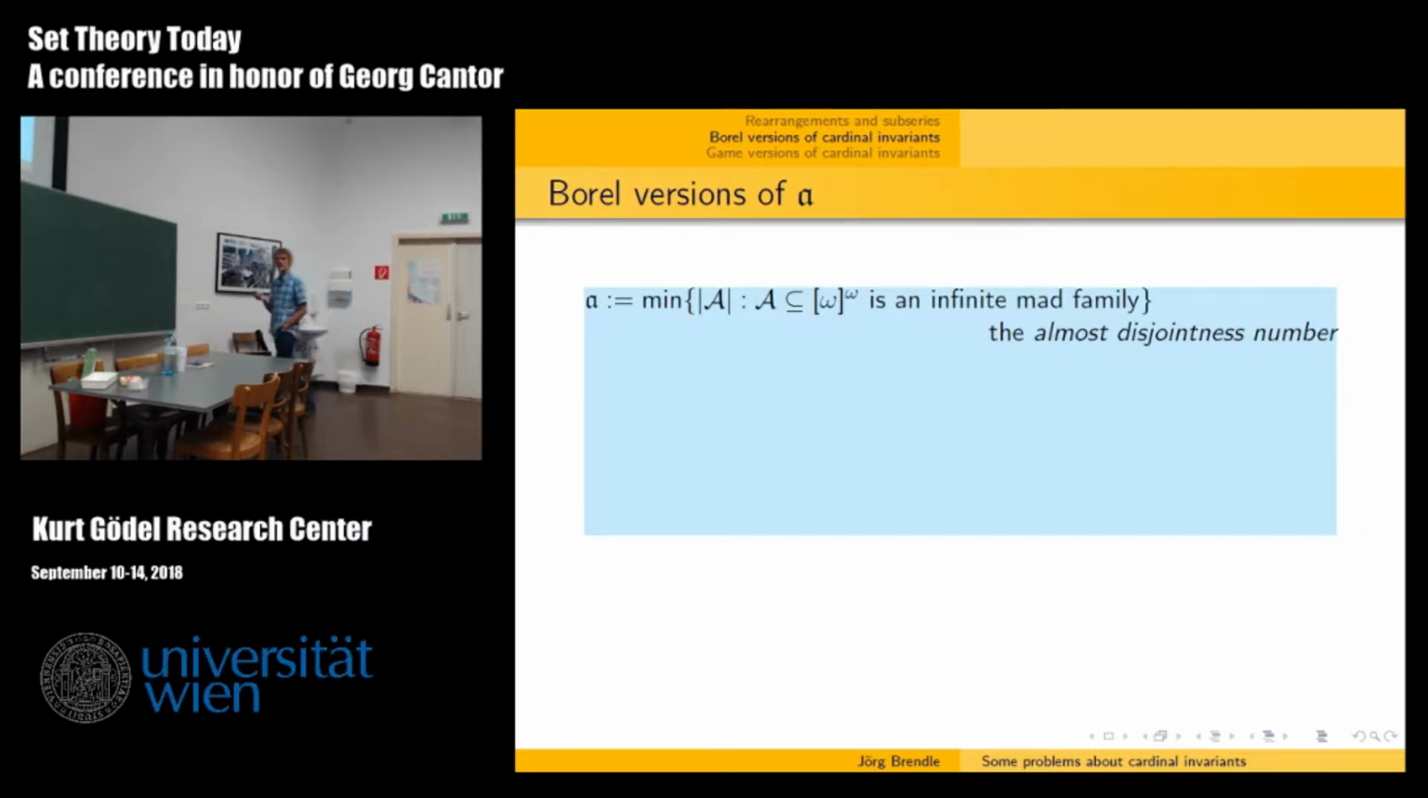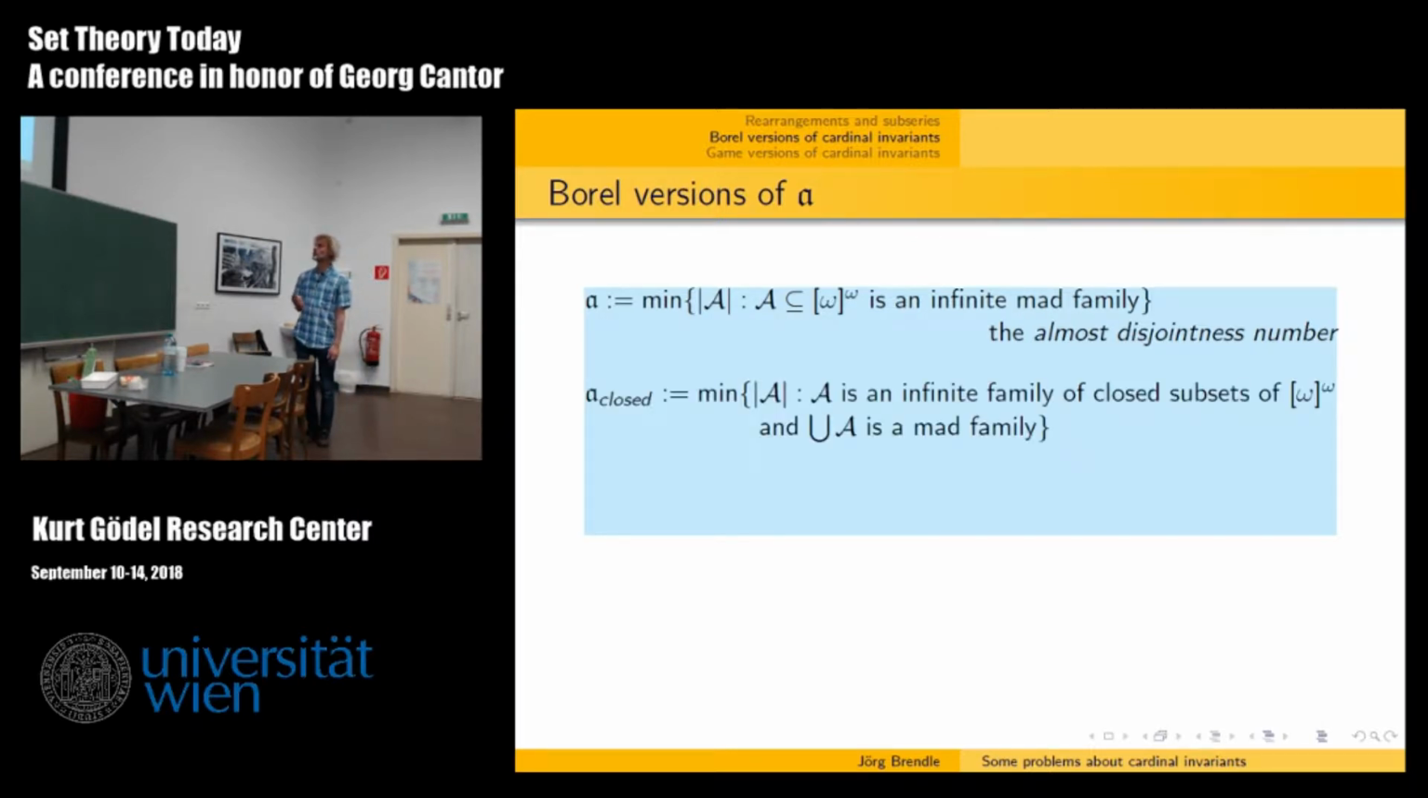So mad means maximal almost disjoint. Almost disjoint family means they are both infinite, but they have finite intersection. Maximal almost disjoint means it's maximal with this property. And we have to add infinite here because, of course, there are finite mad families. They are sort of the trivial objects. But if we look at infinite ones, then we get a cardinal number. This has to be an uncountable cardinal, which is, of course, less or equal than the continuum. Now we come to a variation of this cardinal, A closed.